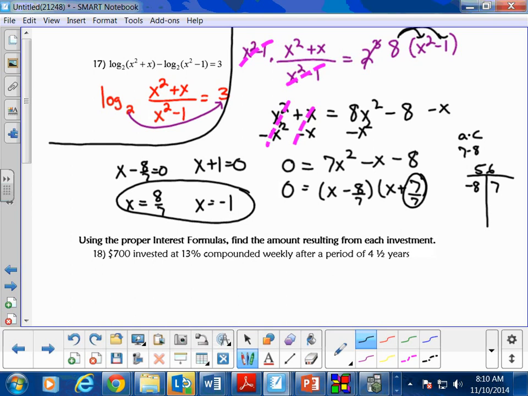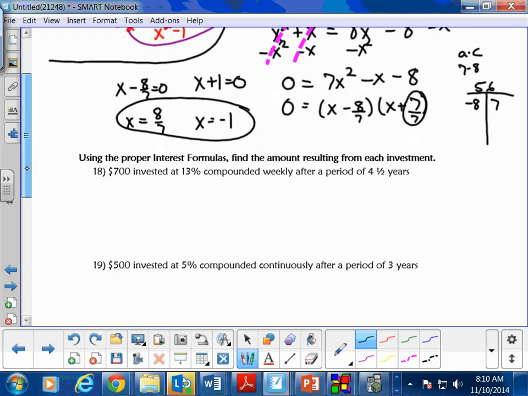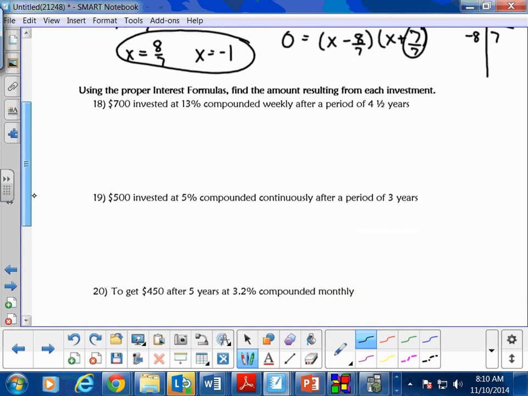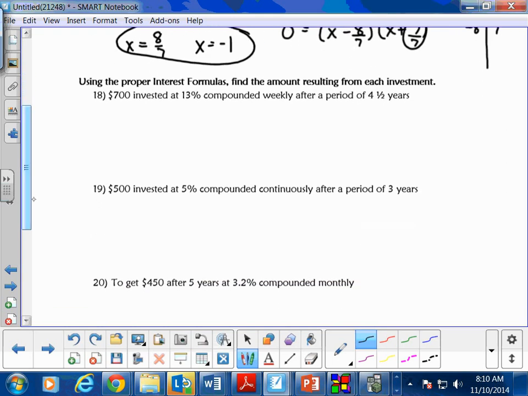Okay, great. Now let's move on to the next set of problems, which is using the proper interest formulas to find the amount resulting from each investment. Let me preface this a little bit and say that there are 2 main interest formulas we're going to be dealing with. A is equal to P times 1 plus r over n, to the power n times t.